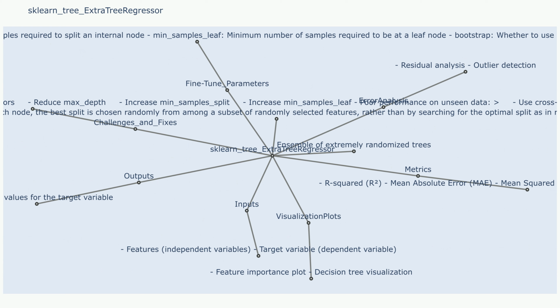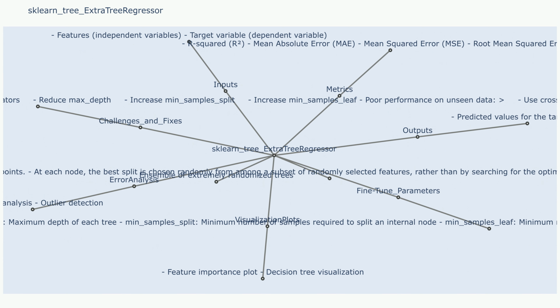Challenge 2: long training times for large datasets. Sample use case: training a model on a very large dataset with a high number of features and samples. Fixes. Use a smaller number of estimators to reduce the computational cost. Consider using a parallel processing library to speed up the training process. Employ techniques such as early stopping or gradient boosting to reduce the number of training iterations.